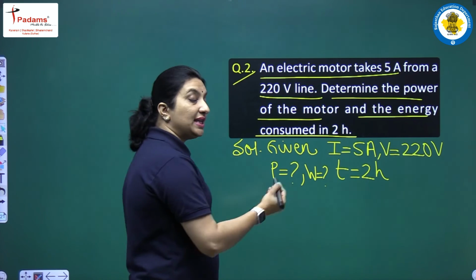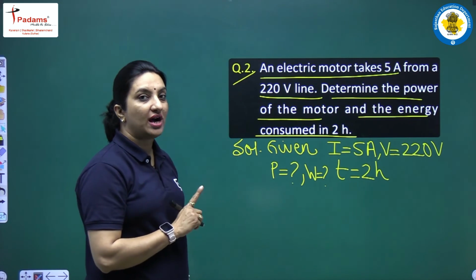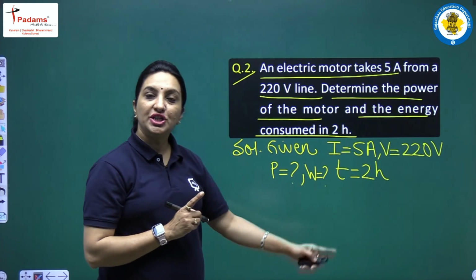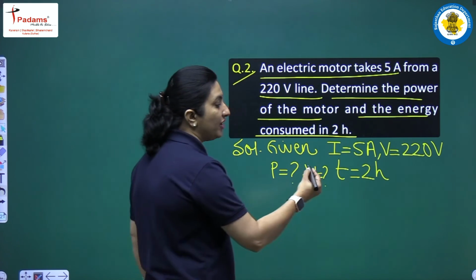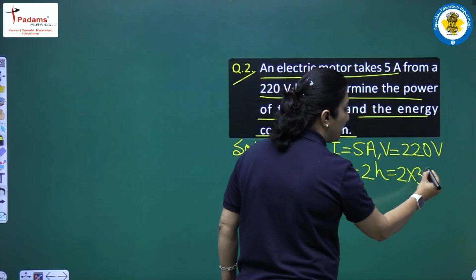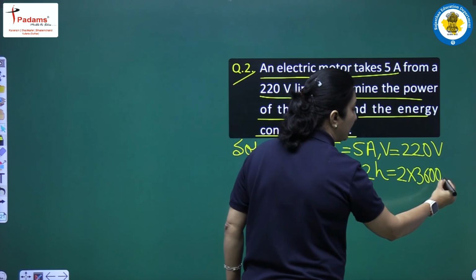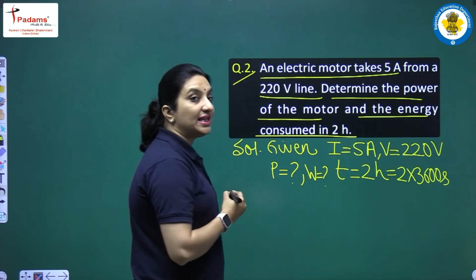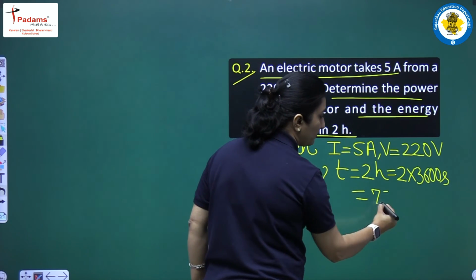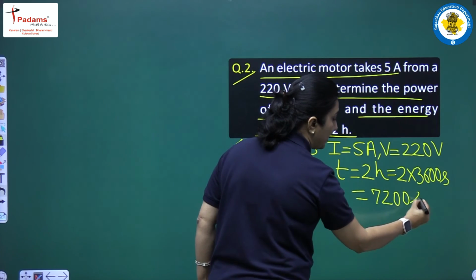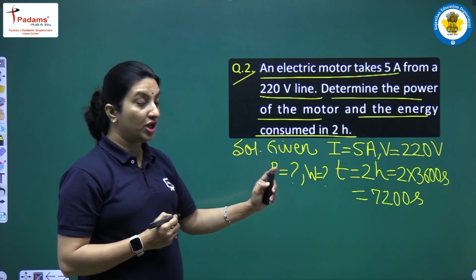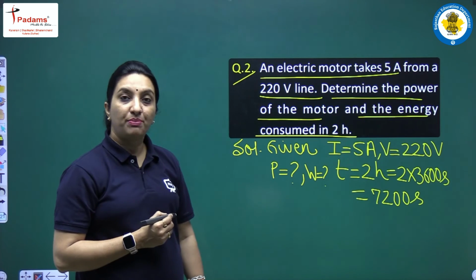Now time is again students, here we are given 2 hours, and as we know that instead of hours we need to take seconds. So what we will do is we will convert into seconds, and to convert it into seconds we have to multiply it by 3600. So the time comes out to be 7200 seconds.